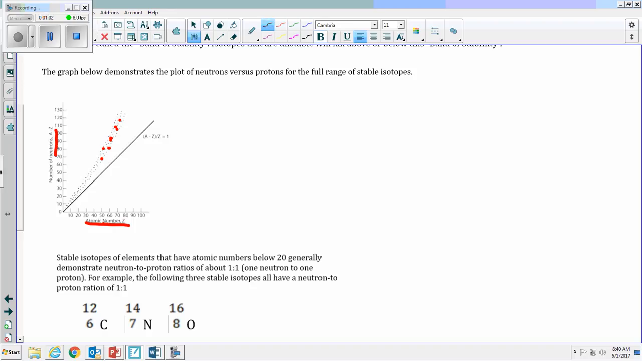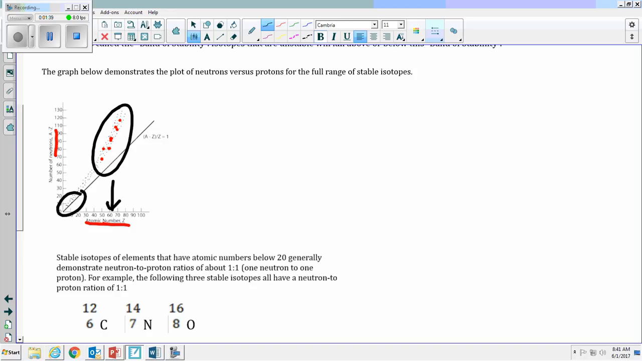Now, what you notice is that in the very beginning, maybe up to element 20, somewhere in that range, you have a very close resemblance of that line, which is showing you the same number of protons as neutrons. But then as you go higher up, as you get to larger and larger atoms, you get to a point where you have more neutrons than you have protons. So that is something that you should take out of that.